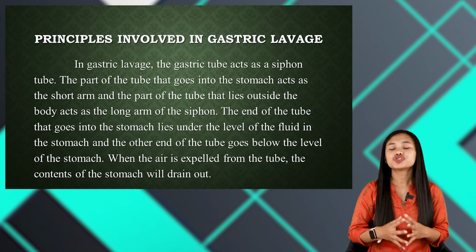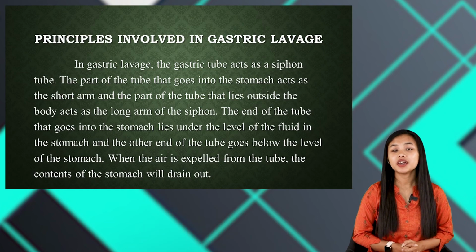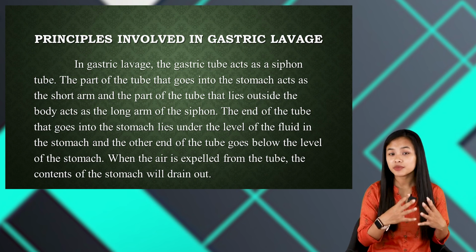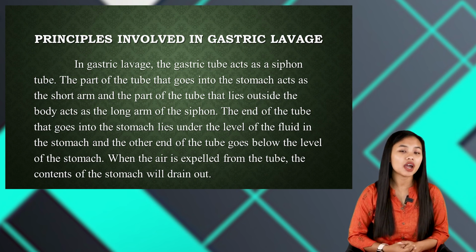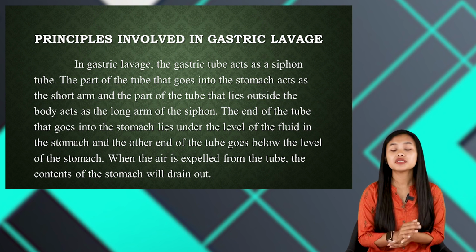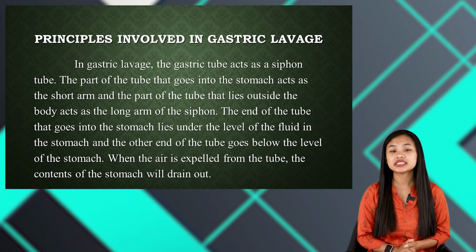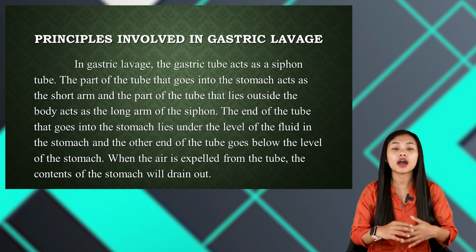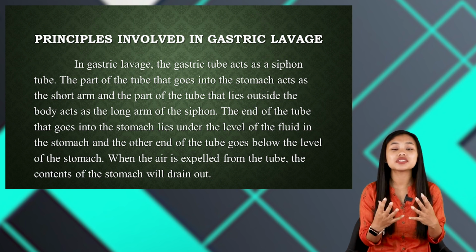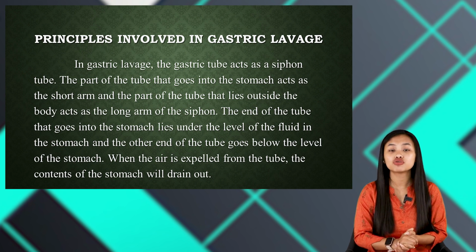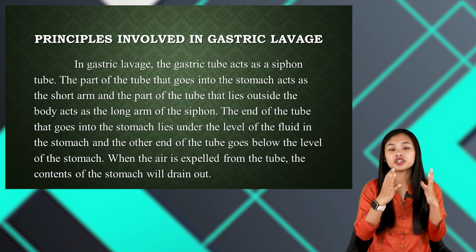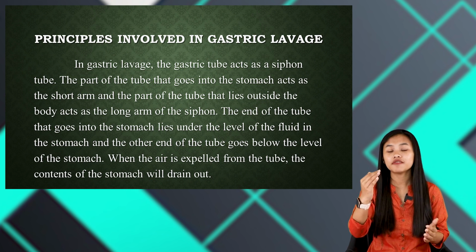So this siphon is a simple apparatus consisting of a bent tube having a long arm and a short arm. The short arm of the siphon will be placed in the liquid which is to be emptied, and the long arm will be carried down to the lower level, because as I've said, this siphon is mainly used to draw liquid from one vessel to the other, or from a higher level to a lower level.